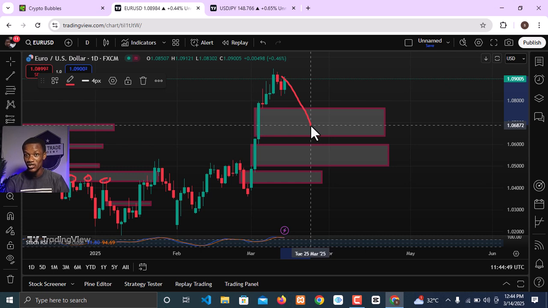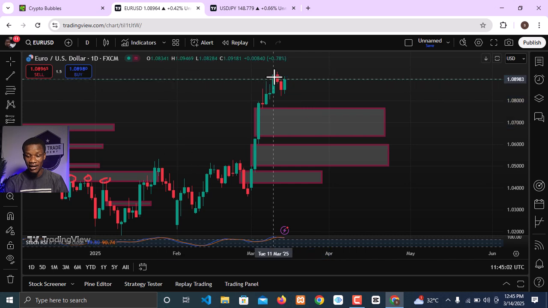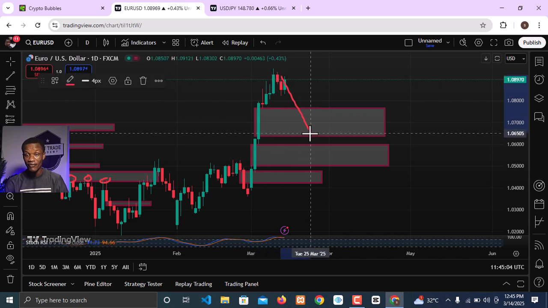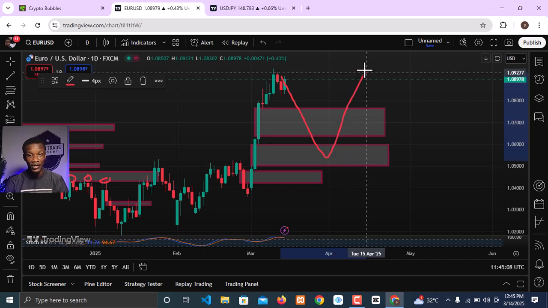Either the market comes into this very zone with a wick and moves upward, or it comes back into here and closes inside of the fair value gap before the market moves upward, or the market can go right down, break through this very fair value gap and come into this very fair value gap before moving upward.